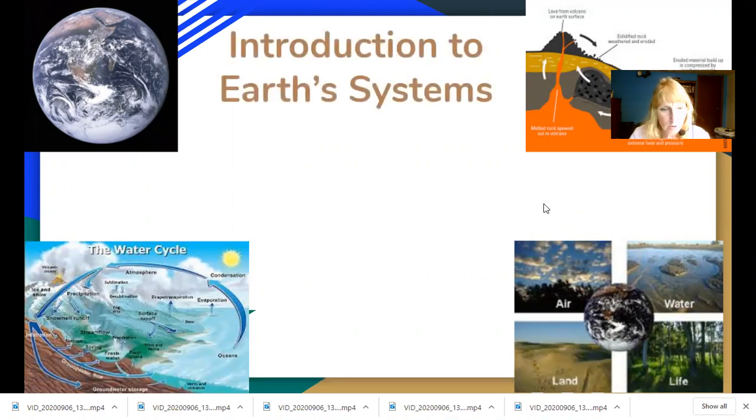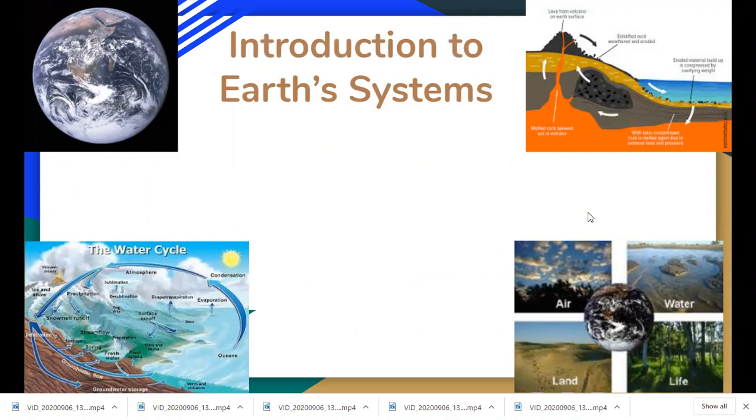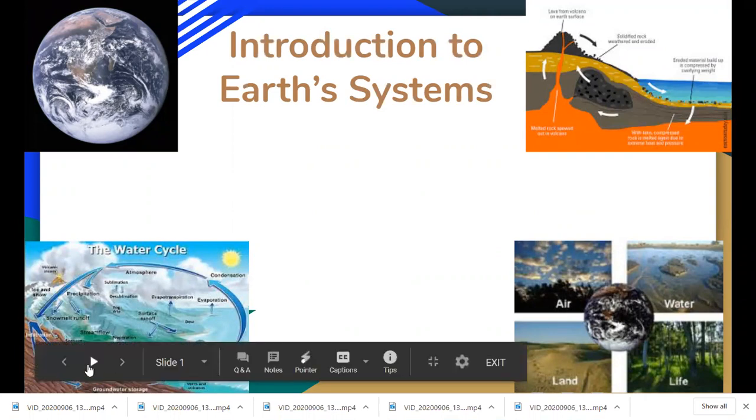So, introduction to Earth systems. You're going to get familiar with the four pictures in the corner. I'm going to minimize myself here. Am I at the very first one here? Yes, I am at slide 1.